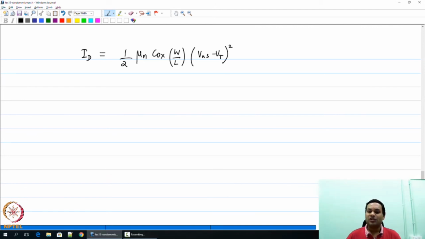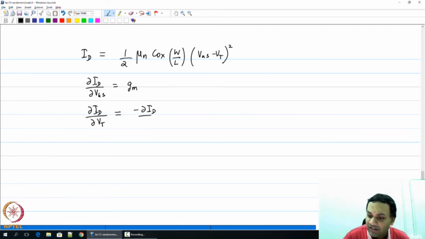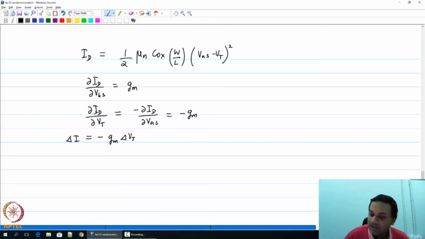So I know this is the basic expression. I know that dou ID by dou VGS is the transconductance of the MOSFET, which is Gm. But in this particular case, I need to find out dou ID by dou VT. Now looking at the equation, it should be clear to you that this is the negative of dou ID by dou VGS, which is minus Gm. Therefore, I can say that for small delta Vt, the change in output current delta I should be equal to minus Gm times delta Vt.